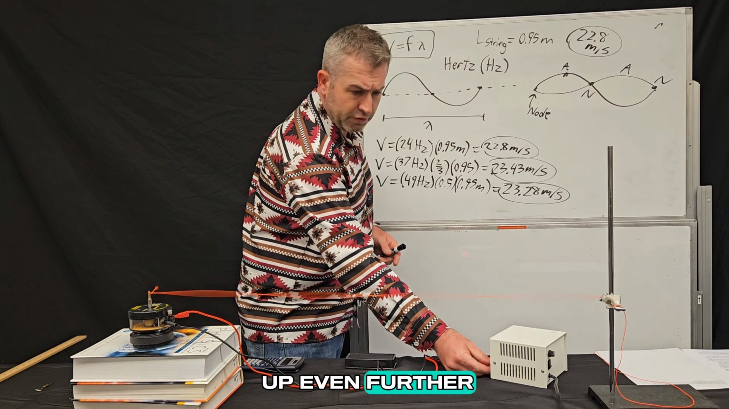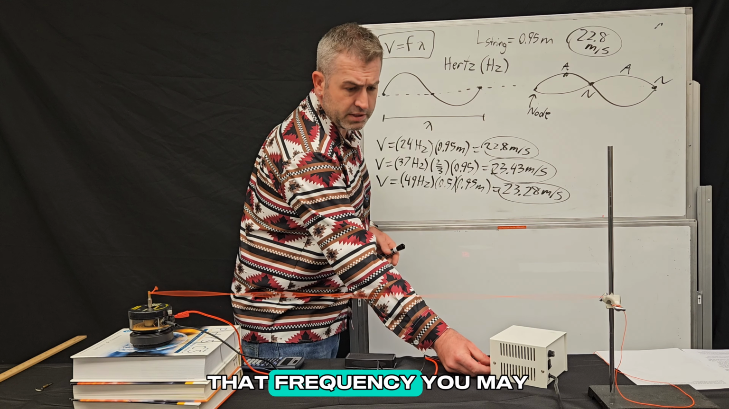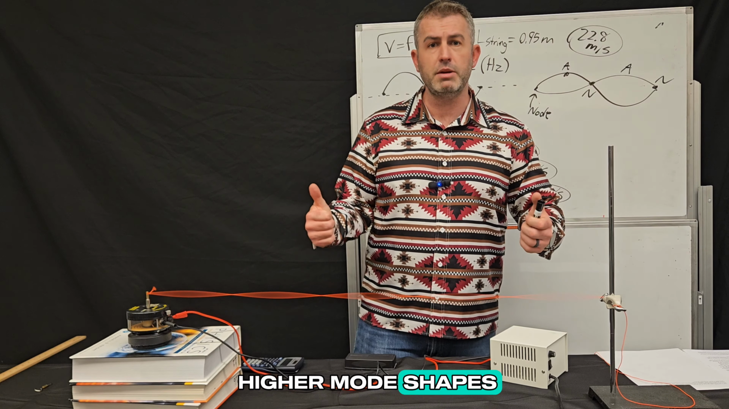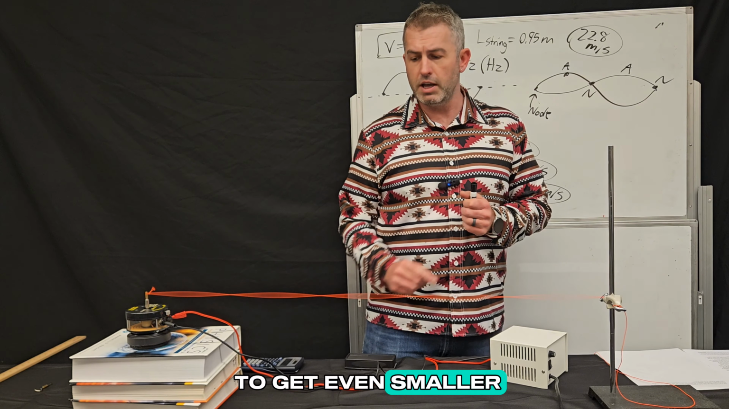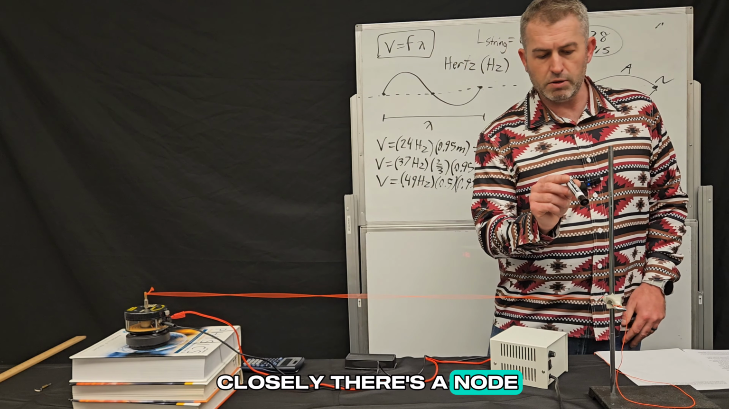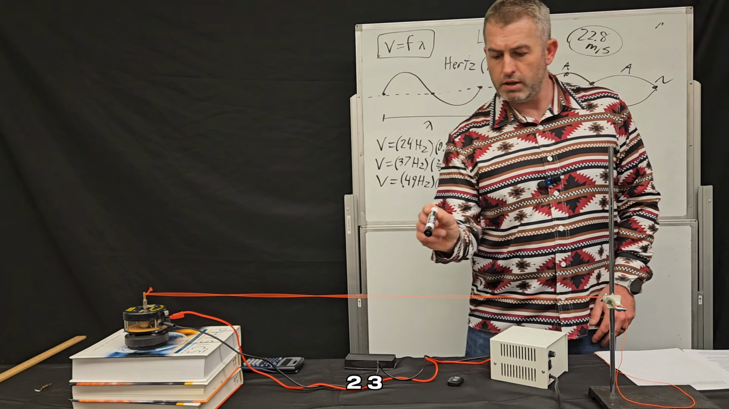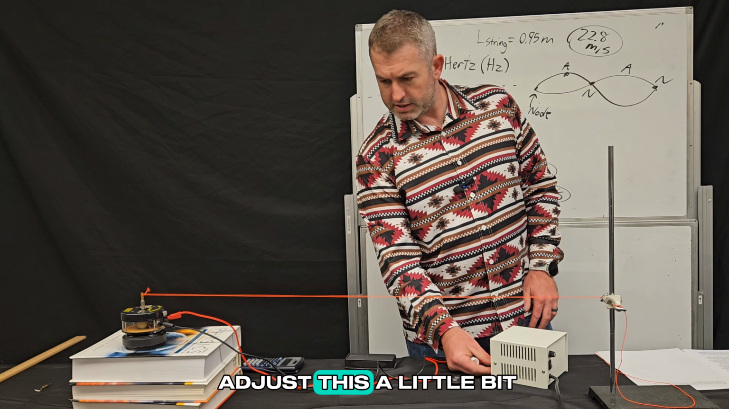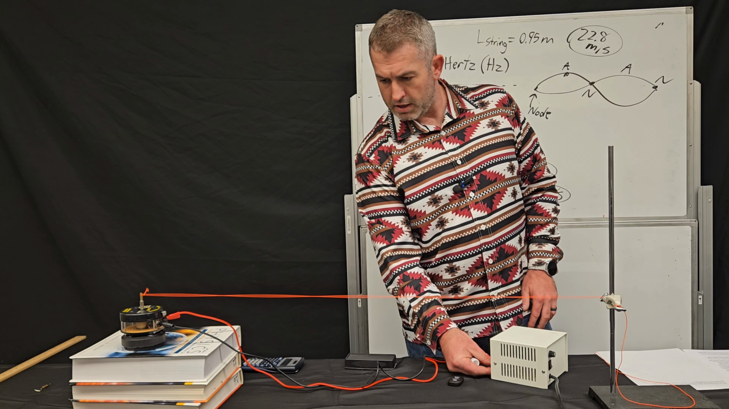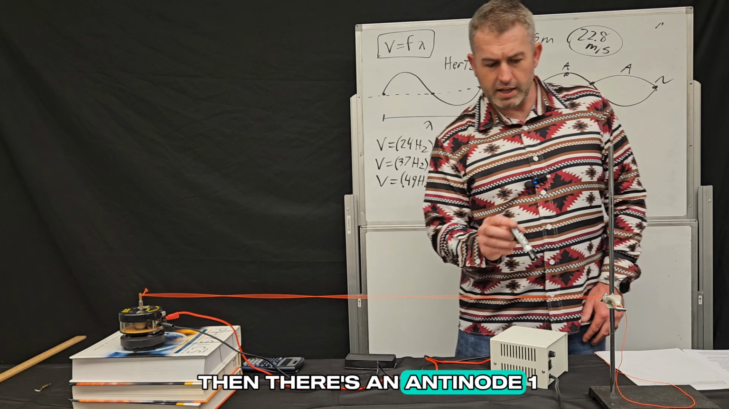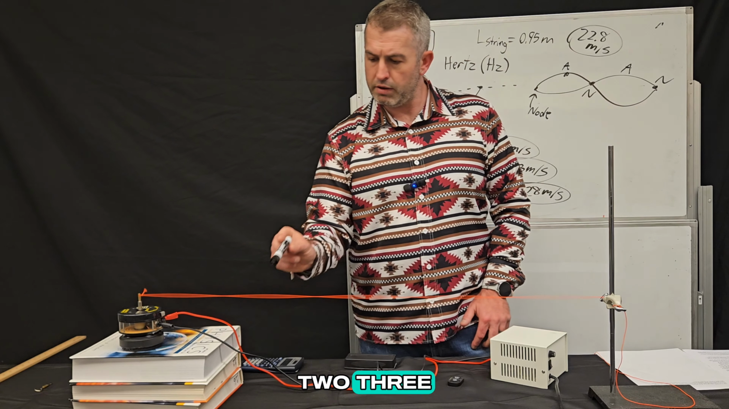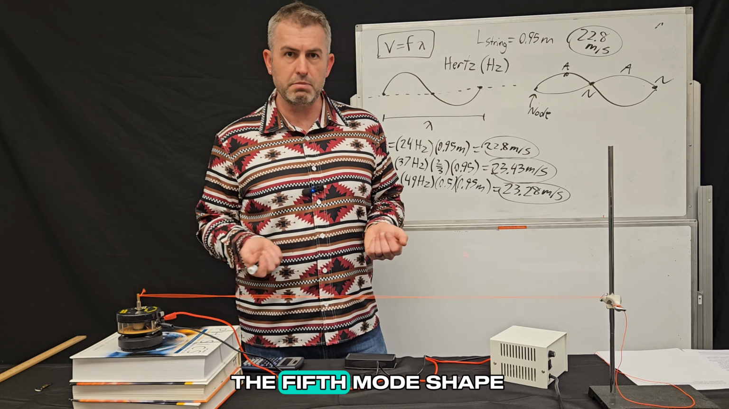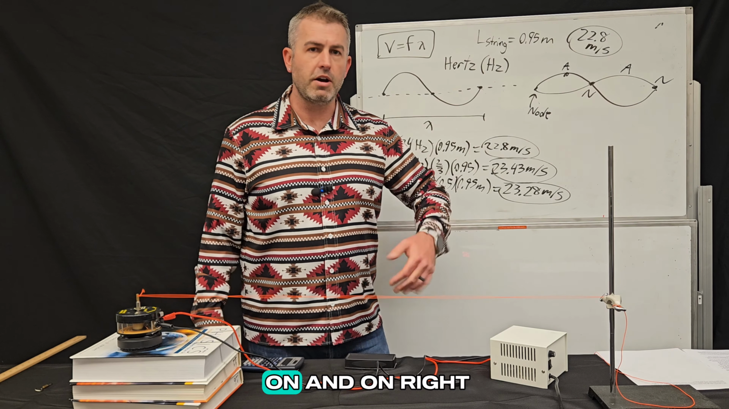And now let's turn it up even further. And as I increase that frequency, you may be able to see, it's harder to see them at the higher mode shapes because the amplitudes start to get even smaller. But if you look closely, there's a node here, 1, 2, 3, 4, 5, and 6. See if I can adjust this a little bit. There we go. And then there's an antinode, 1, 2, 3, 4, and 5. And so this is the fifth harmonic, or the fifth mode shape. And I could continue on and on and on, right?